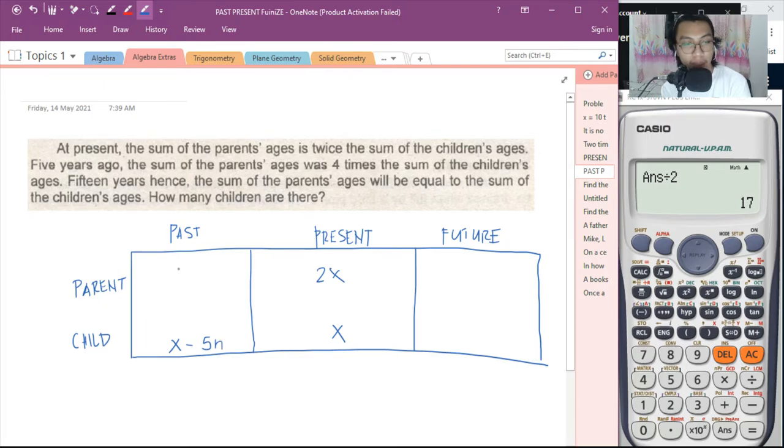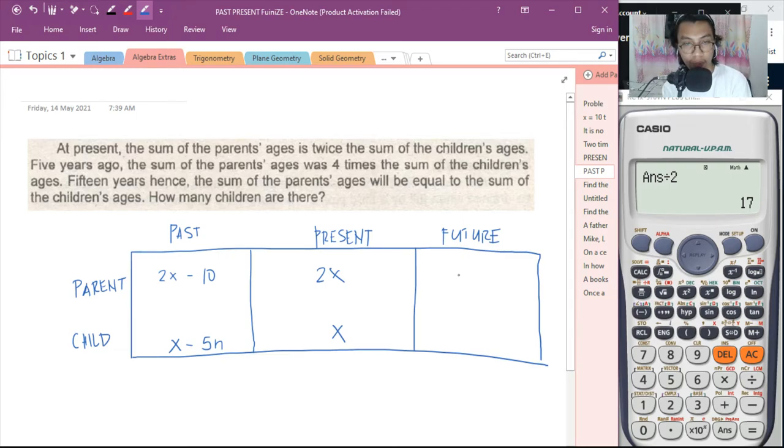Okay? And then, sabi dito, twice the sum of the children's ages. Twice the sum. Okay? So, I think this is twice nung sa children's ages minus 10. Sir, bakit naging twice? O, di twice. You know, 5 years ago, twice.